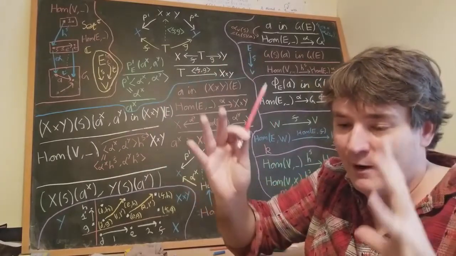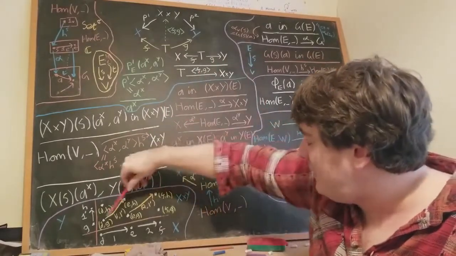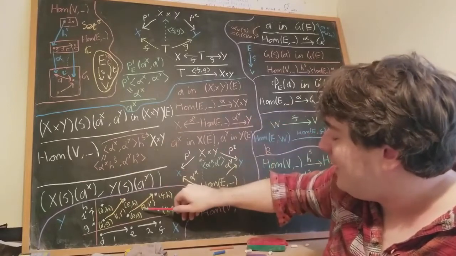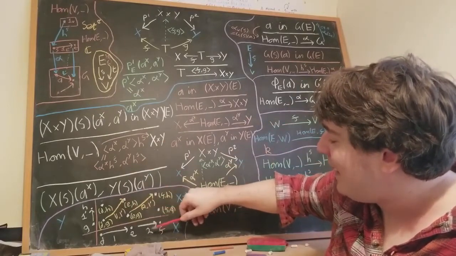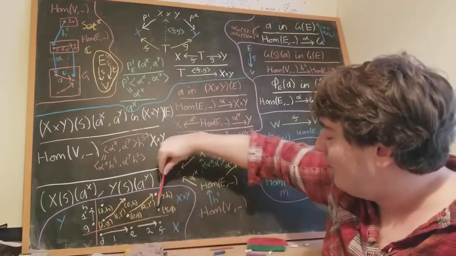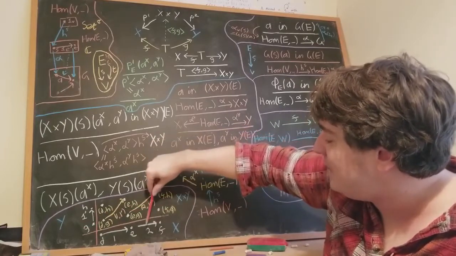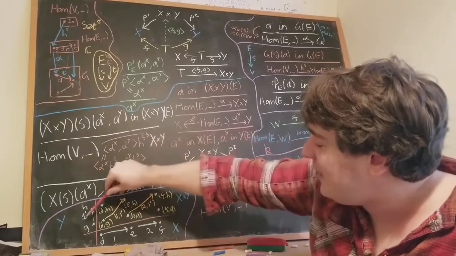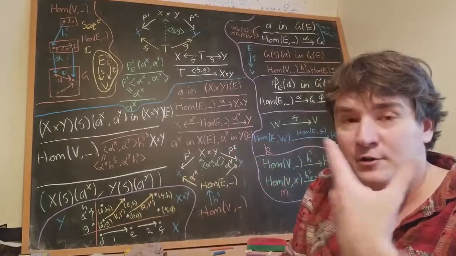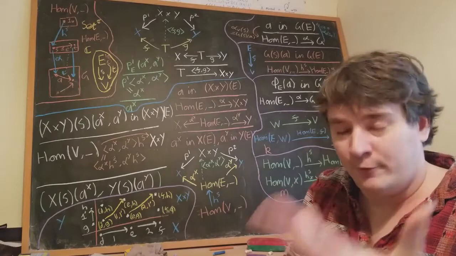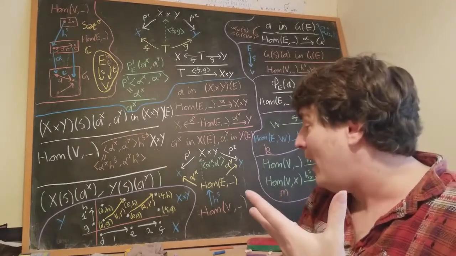Okay, so an edge in this product, x times y, is a pair of an edge from x and an edge from y, and when we find the source of this, that'll be the pair of the source of this edge in here and the source of this edge in here. So that's a very short summary of the result we want to get at.